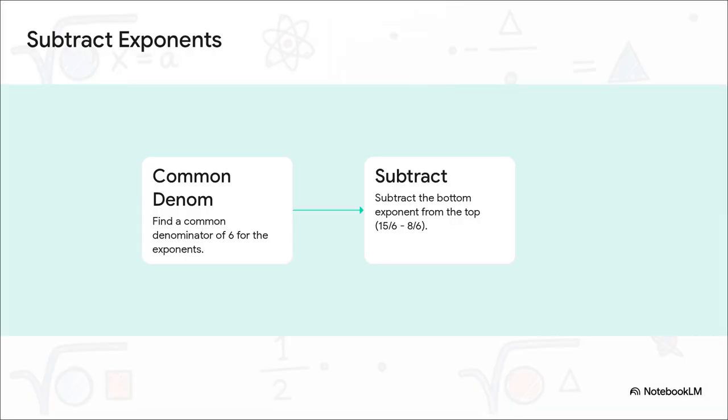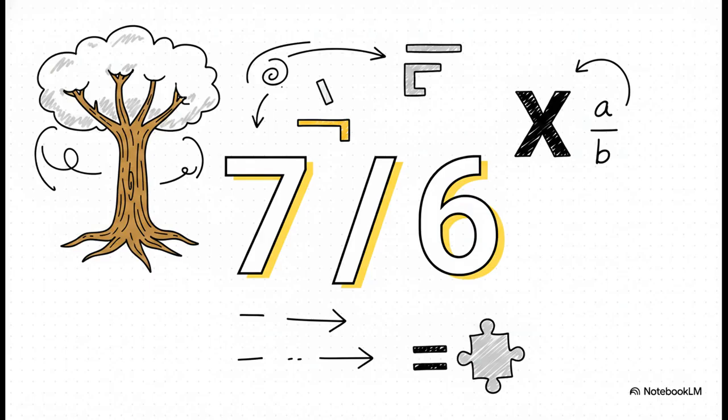All right, here is the next little secret. Whenever you're dividing terms that have the exact same base, you simply subtract the bottom exponent from the top one. So we just need to subtract 4/3 from 5/2. To do that, we find a common denominator, which is 6. 5/2 turns into 15/6, and 4/3 becomes 8/6. Okay, easy enough. 15 minus 8 leaves us with exactly 7/6.